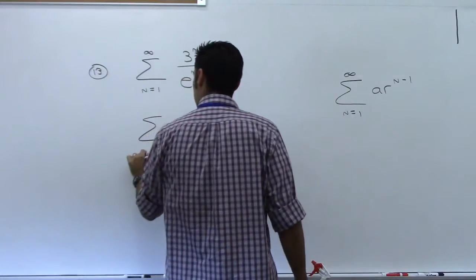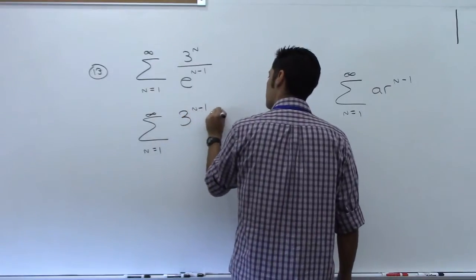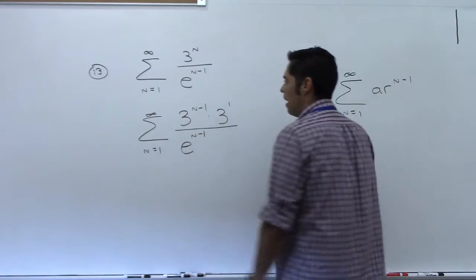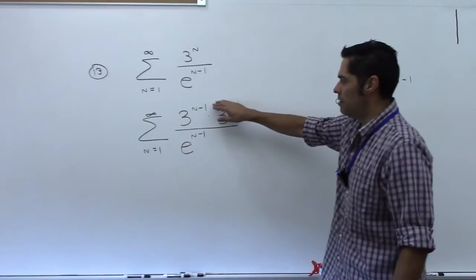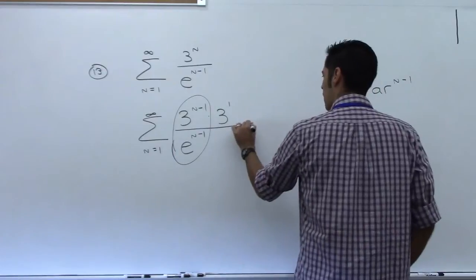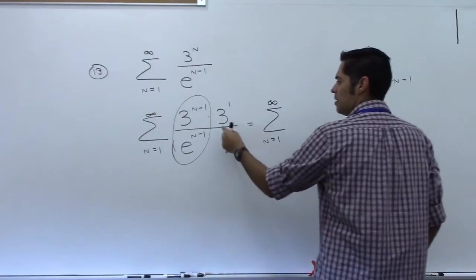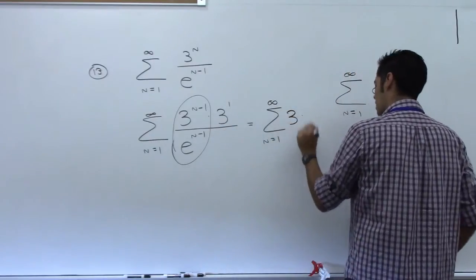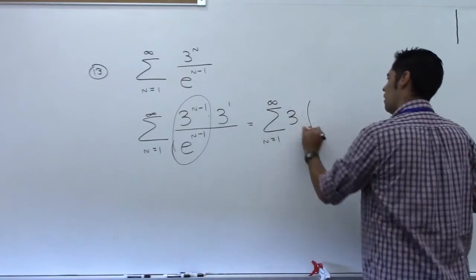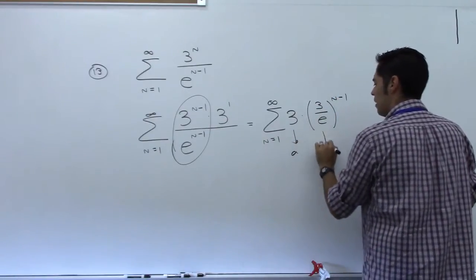So I'm going to rewrite this, sum n equals 1 to infinity. I'm going to go 3 to the n minus 1 times 3 to the 1. So I've done that a few times now. I'm hoping you're okay with that, right? My hidden 1, my hidden 0, minus 1 plus 1. And then I've got these two are both to the n minus 1. So I get n equals 1 to infinity. This is my number that's by itself, 3, and then times 3 over e to the n minus 1. So there's my a, there's my r.